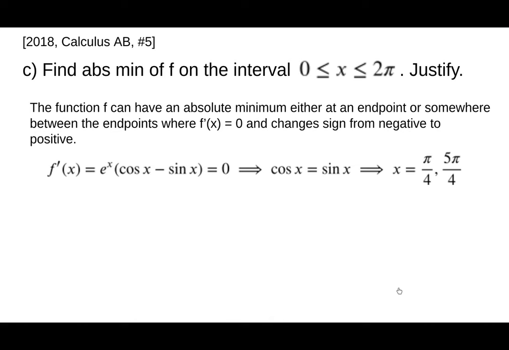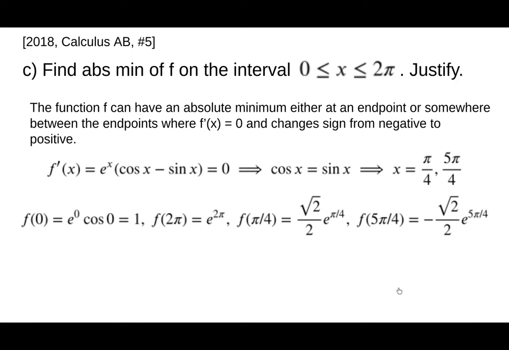If that's going to be 0, then cosine x has to equal sine x, which means we are talking about x equals pi fourths or 5 pi fourths. How do we know which one? Well, that's when we determine whether or not the derivative changes from negative to positive.